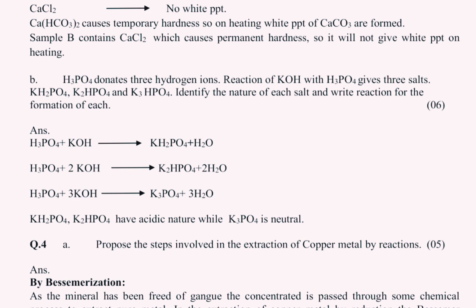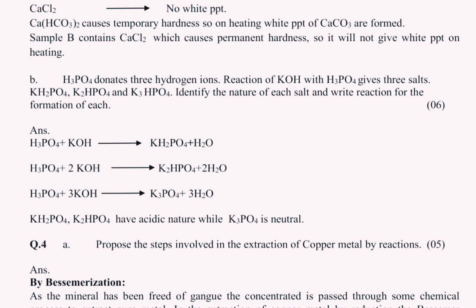Now because it happens in three stages, three different things will be formed. In the first step, one hydrogen is removed and potassium is added. Second, two hydrogens are removed and two potassiums are there, and then all three hydrogens are removed and three potassiums are there. As long as hydrogen is present in the system, obviously it behaves as an acidic system. So KH2PO4 and K2HPO4 will be acidic in nature, and when all three hydrogens are removed, it converts into a neutral system.